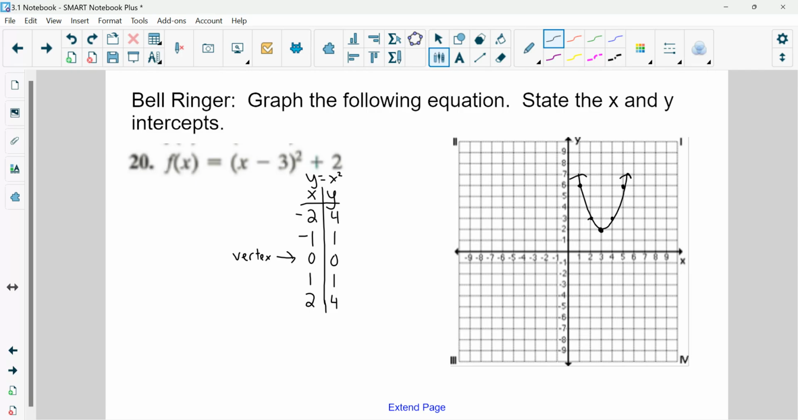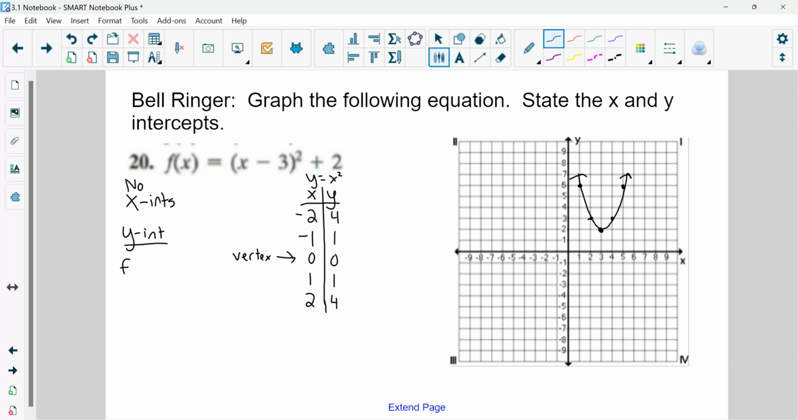Now, since we have it graphed, and it says state the x and y intercepts, will we have any x intercepts? No, so we don't have to show work for that if we have it graphed. And we can just say no x intercepts. Now, we do not see where it crosses the y-axis, so we do want to solve for that.